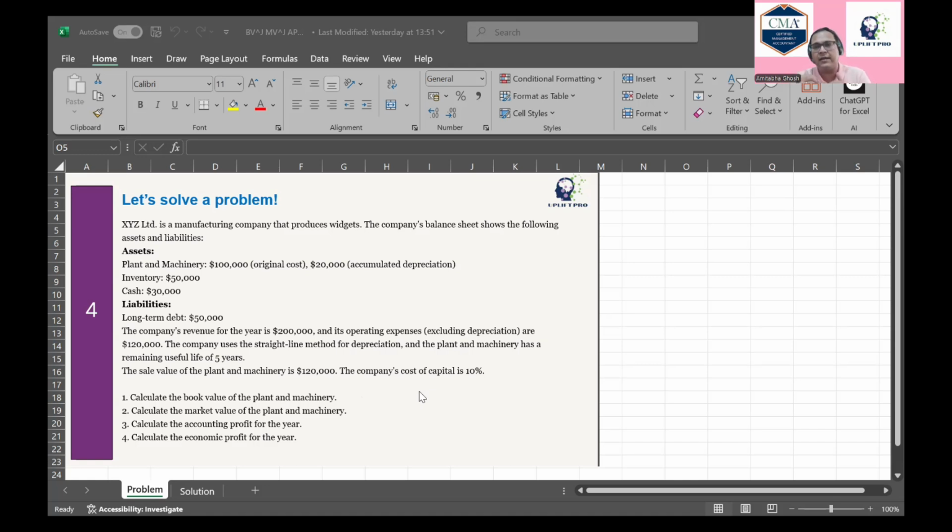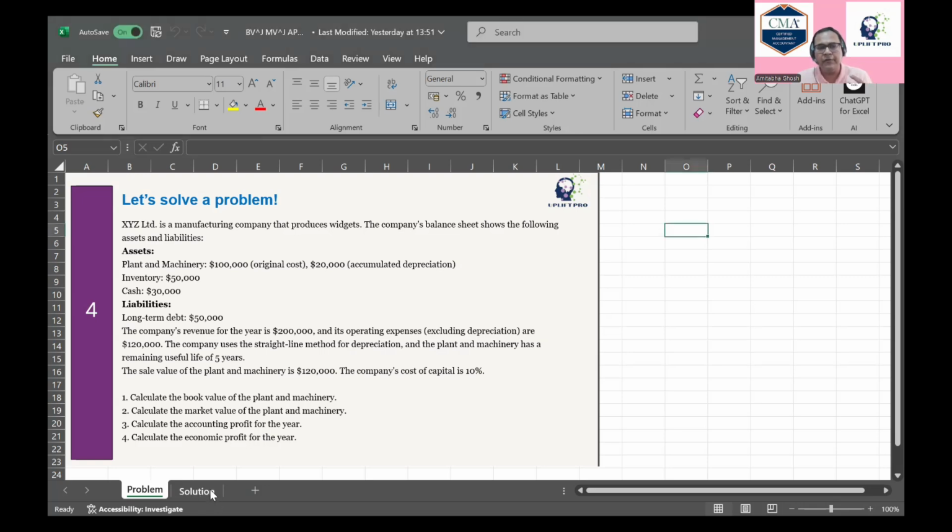Now they have asked us 4 subparts. Be careful that all these 4 subparts may feature as a part of your essay question, or it may feature as just one particular question in MCQ. They have asked for computing the book value of plant and machinery, then the market value of the plant and machinery, and the accounting and the economic profit. The ideal way to do this is that all the information in the question is better plotted into an Excel, as it is available as a part of our exam format.